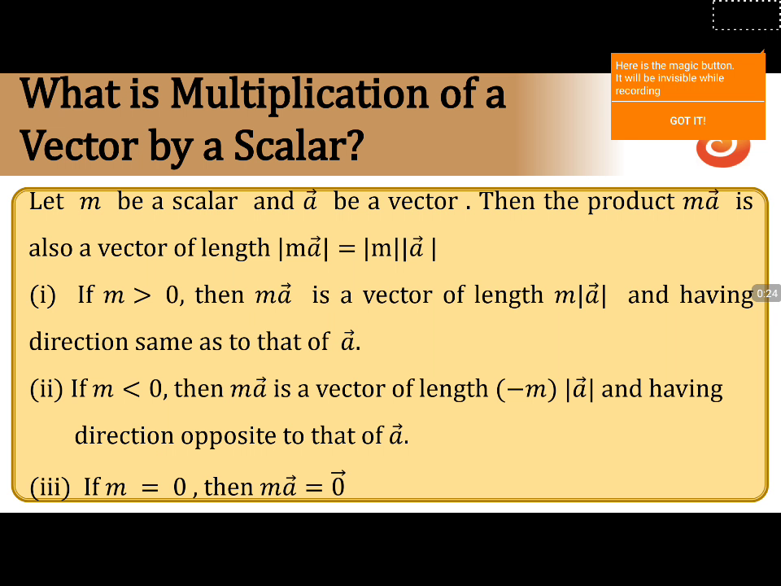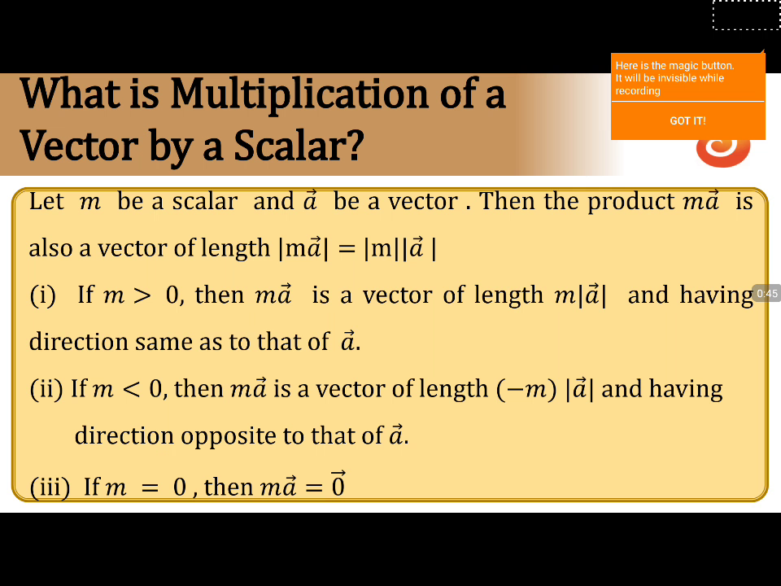Coming to the second one, that is known as a scalar. As we know, the definition of a scalar is a physical quantity which has only magnitude but no direction. Now, how to multiply a vector by a scalar? We are going to discuss this in this slide.